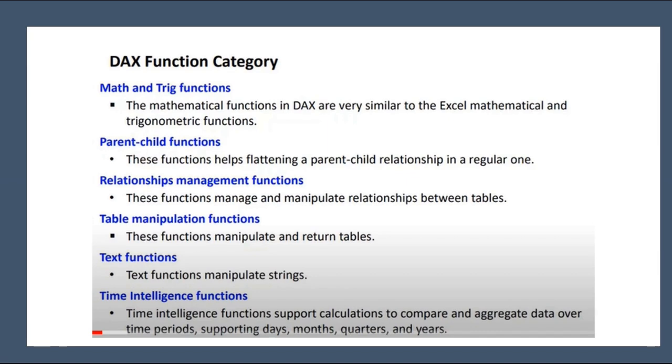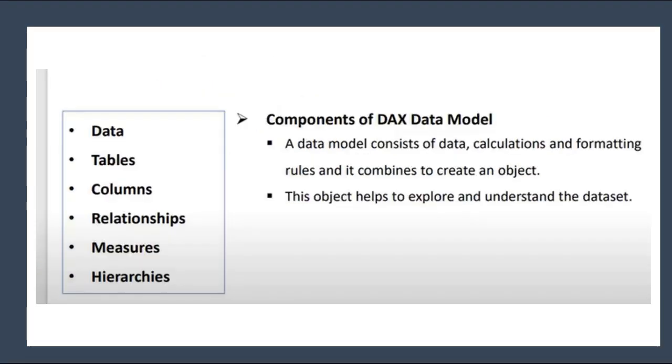Relationship management functions manage and manipulate relationships between two tables, three tables, or within a single table. Table manipulation functions manipulate and return another table. Text functions manipulate strings. If you want to show some part of a string, then you can use this. Time intelligence functions support calculations to compare and aggregate data over time periods, supporting days, months, quarters, and even years. So these are the DAX function categories.